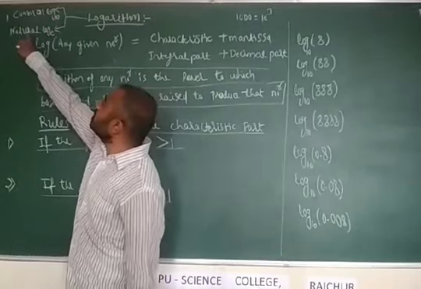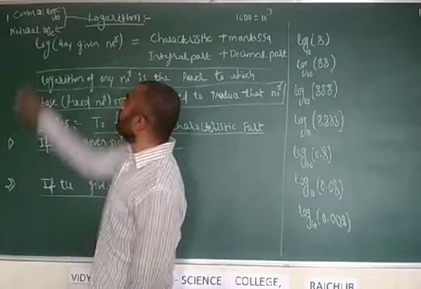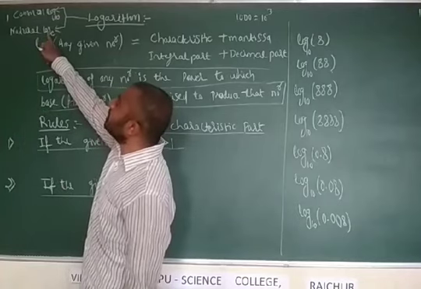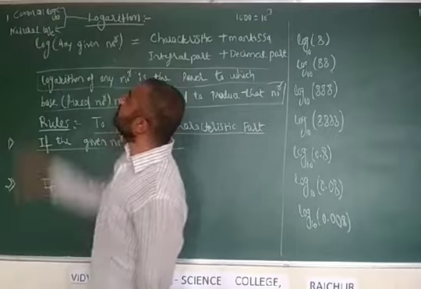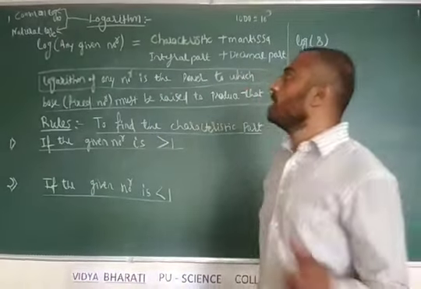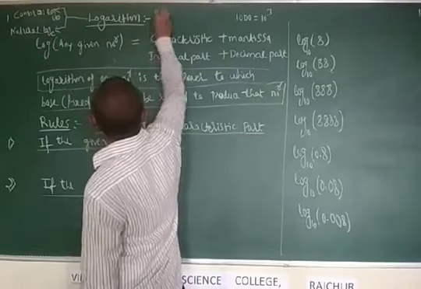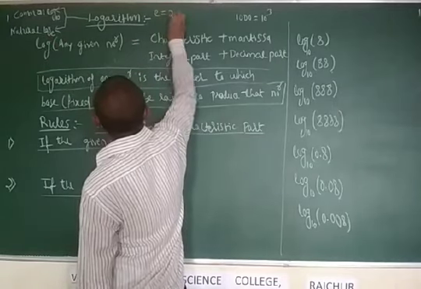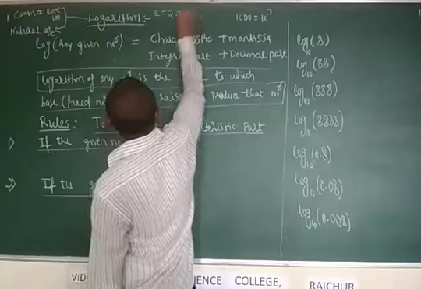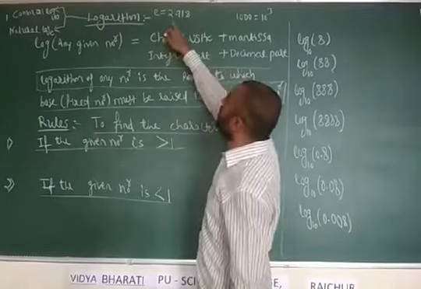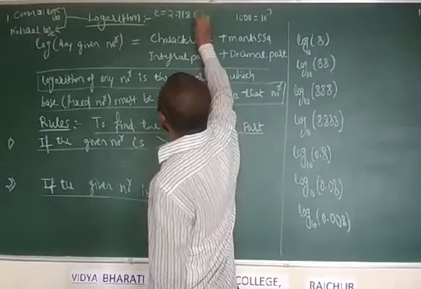One more logarithm is natural logarithm. That natural logarithm is another type of logarithm. There the base is e. What is e? E is Euler's number, whose value is equal to 2.718. And this is called Euler's number.